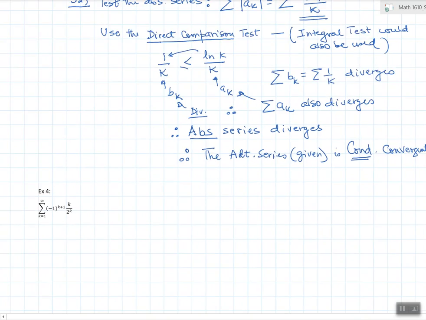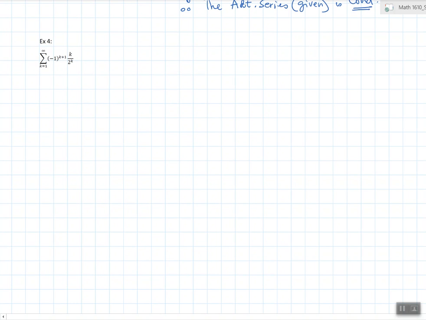Okay, let's continue with the next and the last example. So again, we have an alternating series. So step 1, we try the alternating series test. So first thing is, let's pick out our ak, which is k over 2 raised to the power k. So test 1 is to check the limit of ak, which means k over 2 raised to the power k.